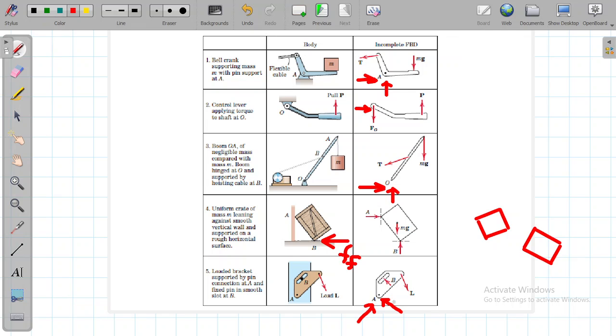So these are just examples. Hope you have understood how the structure's FBD is completed. I thank you all. Hope you have understood the concept of FBD and how to complete an FBD. I thank you all, and I hope everyone will have a good day.